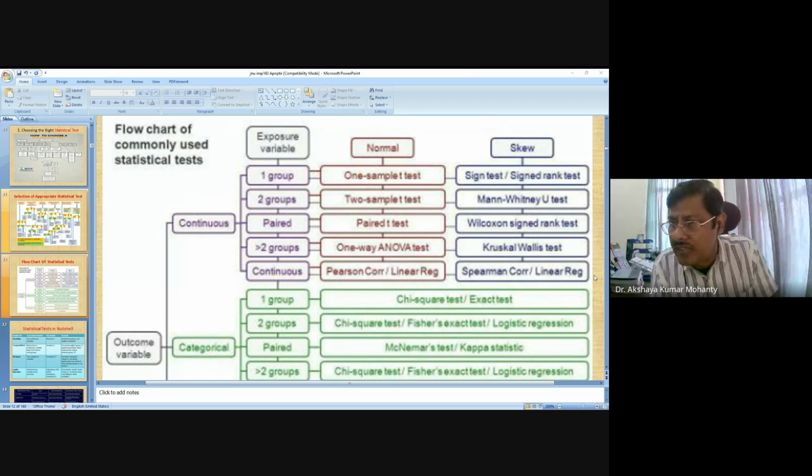Open your face, show your face. Manisha Tomar. Yes, sir. Show your face. Tell me why I have put the skew here.